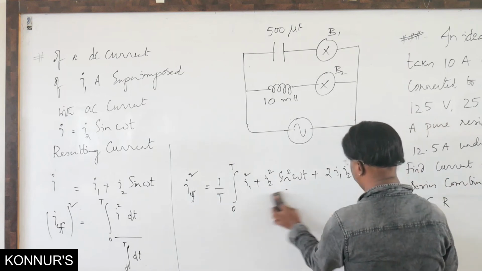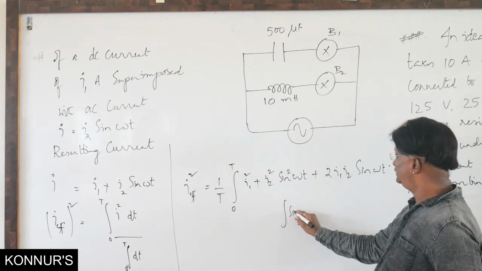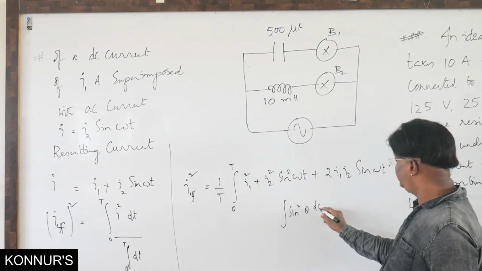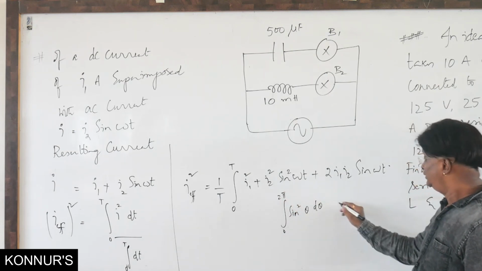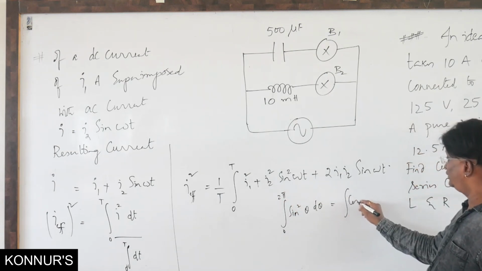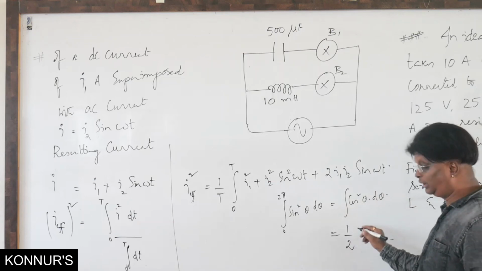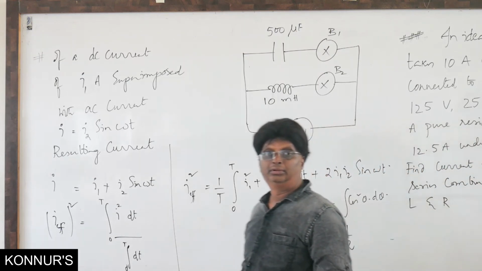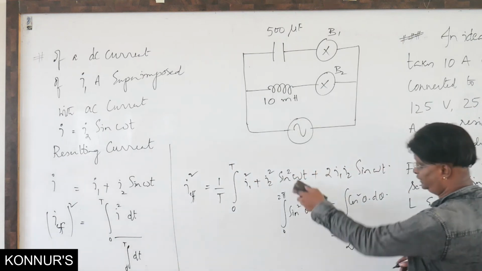And one more identity that we are using is integral sine squared theta d theta, again 0 to 2 pi. This value is the same as integral cos squared theta d theta, and this is 1 by 2. So those two identities are used for our final answer in this expression.